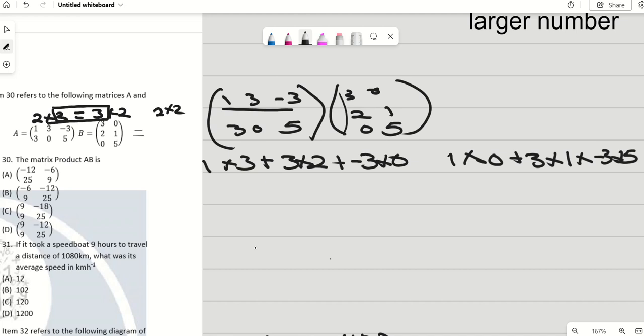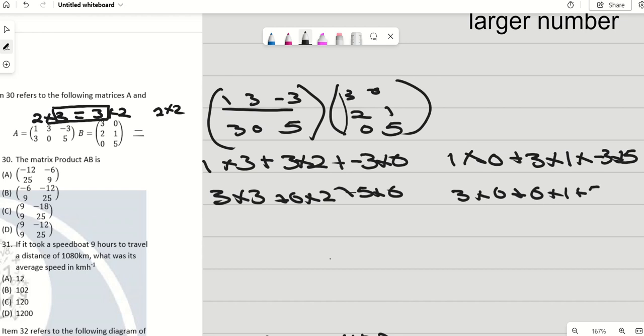And then we're going to go to the second row. Sorry, your second row by your first column. So it's 3 by 3 plus 0 multiplied by 2 plus 5 multiplied by 0. Right? And then 3 multiplied by, is that 0? Yes, 0. Plus 0 multiplied by 1 plus 5 multiplied by 5. Right?